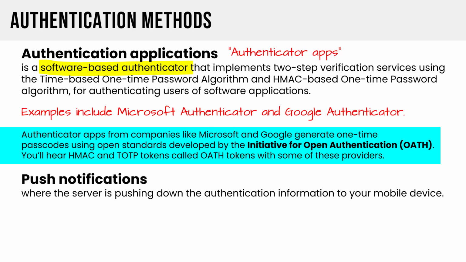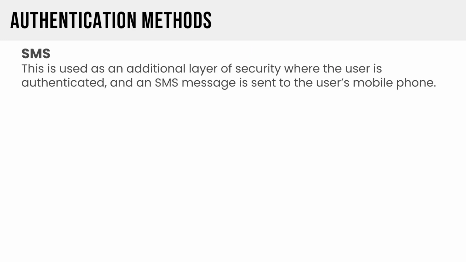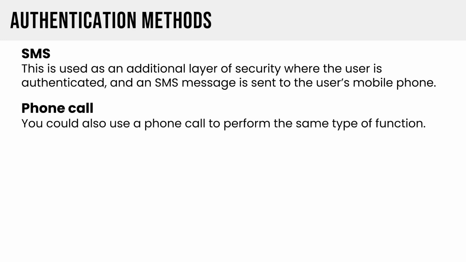Then there's push notification. This is where the server is pushing down the authentication information to your mobile device. It uses the mobile device app to be able to receive the pushed message and display the authentication information. Then there are SMS messages. So SMS is used as an additional layer of security where the user is authenticated and an SMS message is sent to the user's mobile phone, typically as a second factor of authentication.